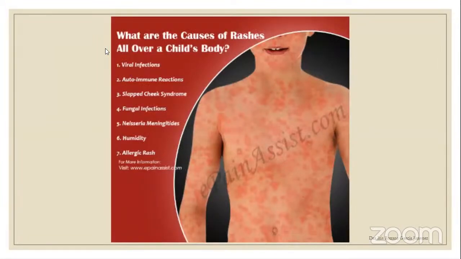This slide is showing us the causes of rashes all over a child's body. Why child's? Because it's very common to see these skin lesions in kids. So some possible causes: viral infections, autoimmune reactions, slapped cheek syndrome, fungal infections, Neisseria meningitis, humidity, or the allergic rash. Just this information, but we have some pathologies to consider here.